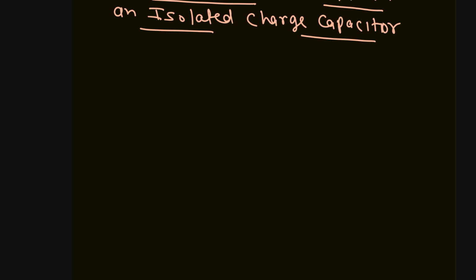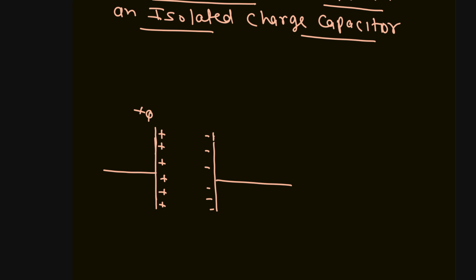For example, like this charged capacitor having charge Q and disconnected from the battery. One plate has charge plus Q, the other plate has charge minus Q. Now I am going to insert a dielectric having dielectric constant K.